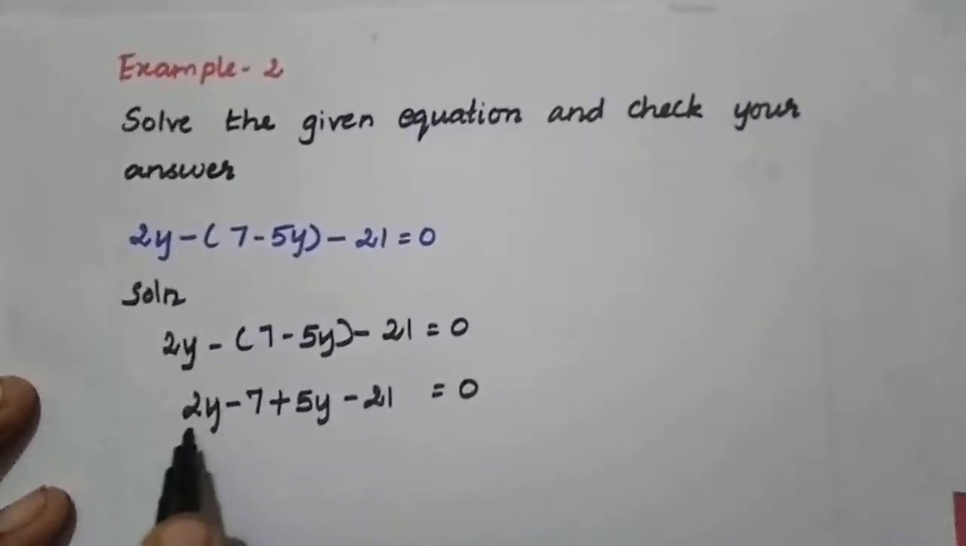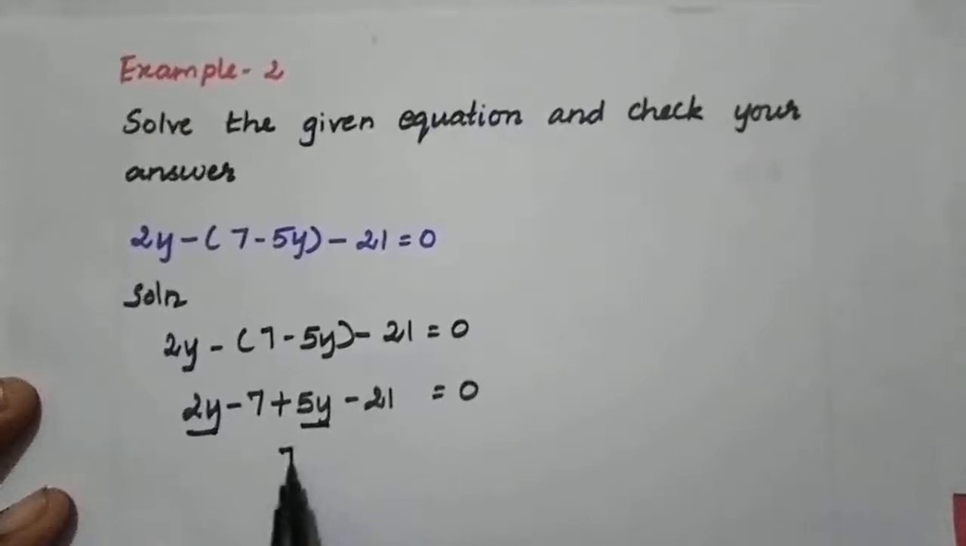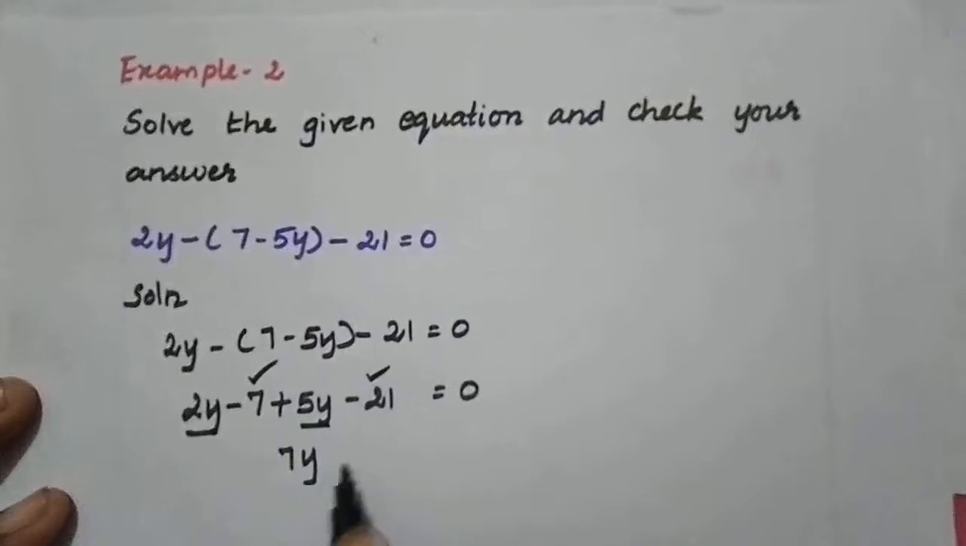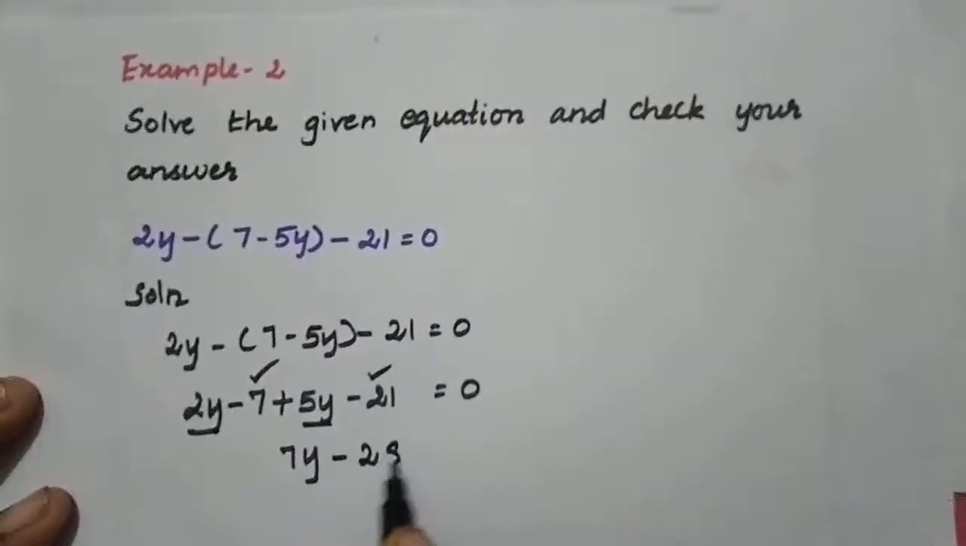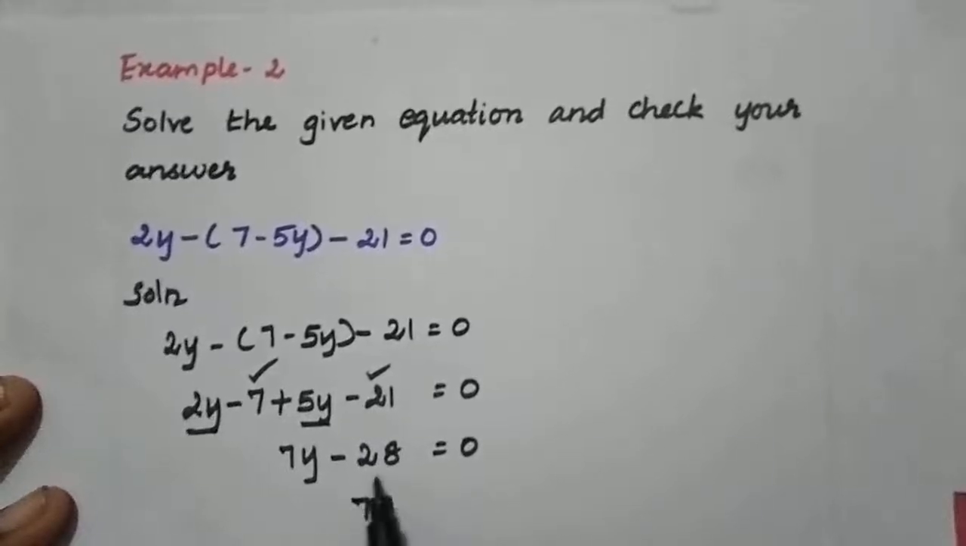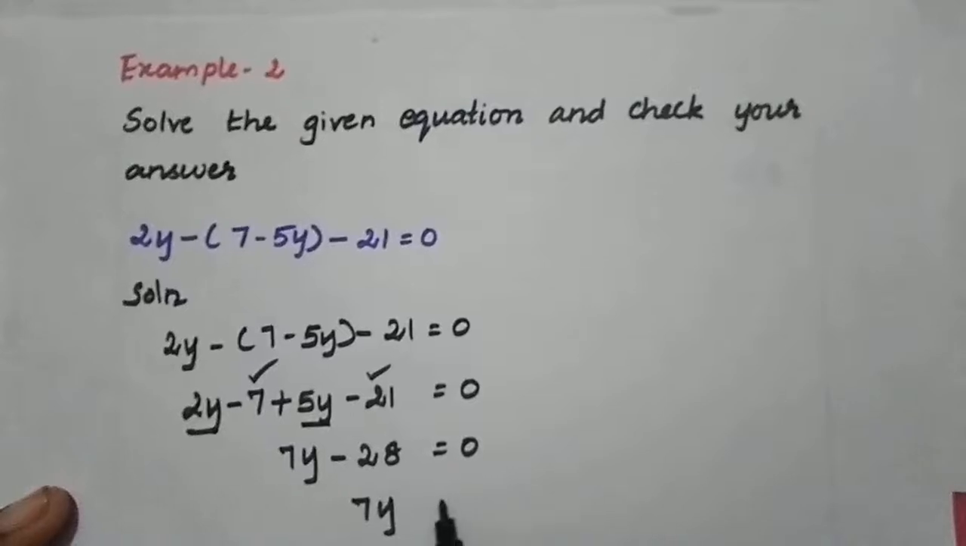Now we can simplify these two terms. What's the value of 2y plus 5y? Yes, 7y. What's the value of minus 7 and minus 21? It's minus 28. Now we have to transpose this minus 28 to the right hand side of an equation. So what's the value? Yes, this minus 28 becomes plus 28.